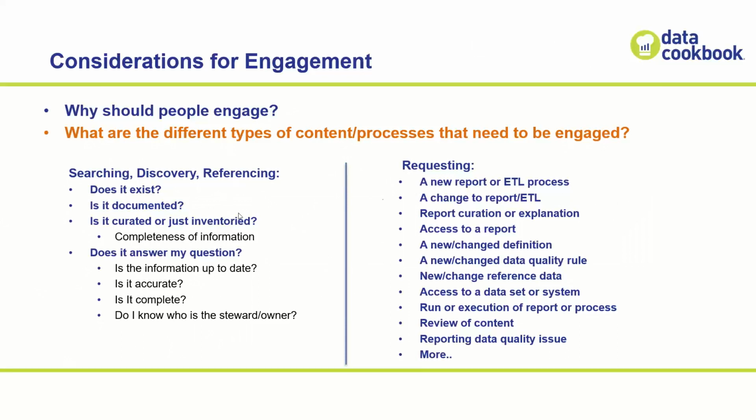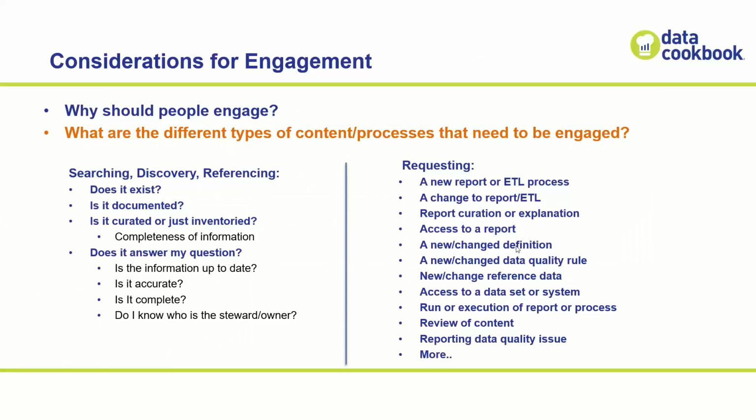Or I found a report, but it's not exactly what I want. I want to request a change to it. Or I did find a report. It was documented, but it was only shallow inventory information. I really need it curated. I need some explanation of how it works, how it's calculated. I just don't understand it. I need more information from a curation standpoint. Or maybe I want to understand how to get access to it or request access to it.